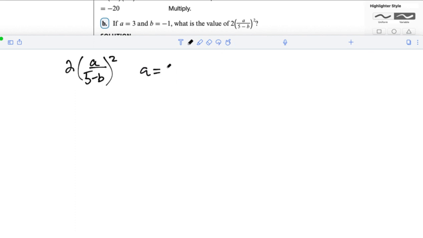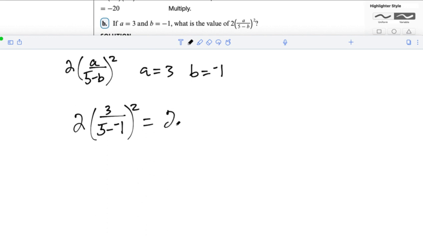We know that A is equal to 3 and B is equal to -1. Plugging everything in, we get 2 times the quantity of 3 over 5 minus a -1, and we're going to square that. Let's simplify what's going on in the parentheses there. So coming back to the parentheses, we have 3 over 5 minus a -1, which is actually 6 over 5, right? 5 plus 1, keep, change, quantity squared.